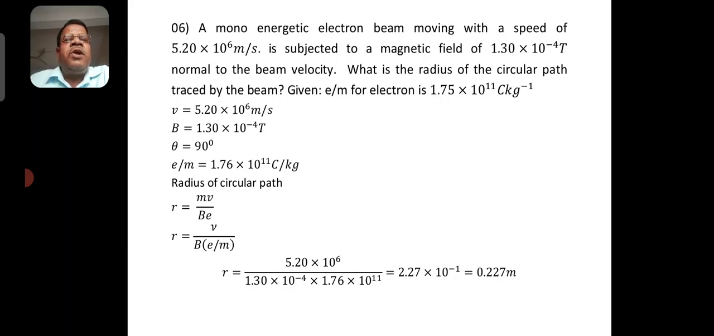See the given quantities. Velocity of electron beam is 5.20 into 10 to the power 6 meter per second. Strength of the magnetic field B equals 1.30 into 10 to the power minus 4 Tesla. Theta equals 90 degree. The beam is entering normal to the magnetic field. The e by m of electron is given.